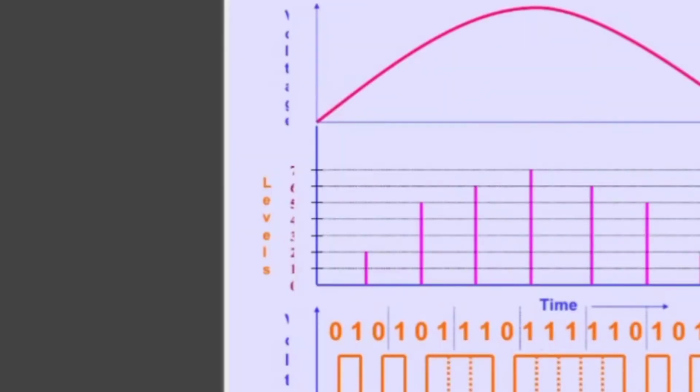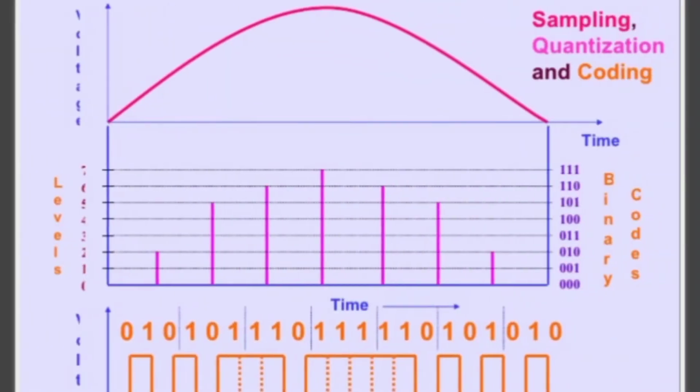This is the sampling, quantization and coding of the digital PCM telemetry system. We are using levels 1, 2, 3 like that. The positive cycle of the analog signal is converted into pulse amplitude levels. After that, we give binary codes like 0, 0 and 1 to the pulses. The amplitude is 1, that is 111 for the peak value, and likewise for negative values, starting with 0 and ending with 1. Quantization is employed for this PCM telemetry system.